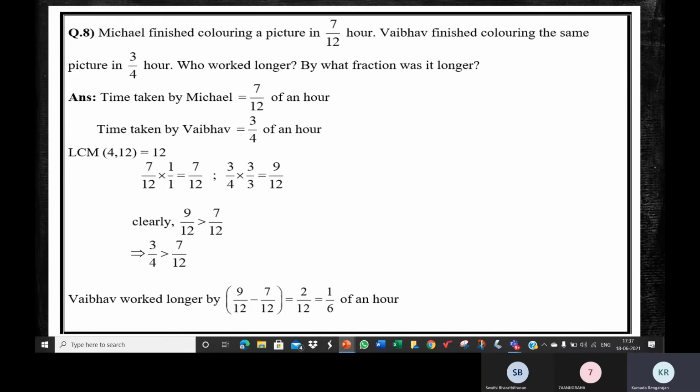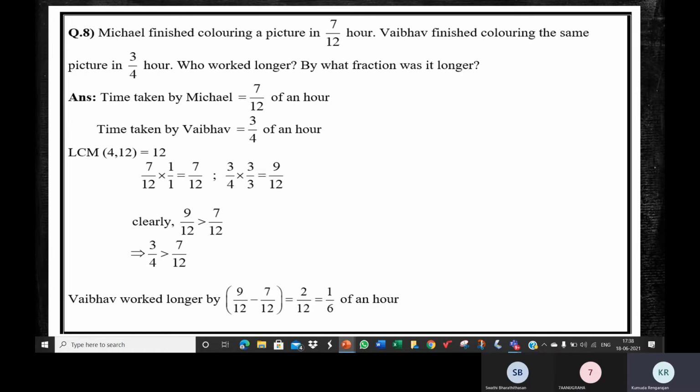But since it is 1 hour, we'll convert it to minutes. 1 by 6 into 60 minutes. Ma'am, 10 minutes. Yeah, why are we writing 60? Because 1 hour is 60 minutes. So 1 by 6 into 60. When you cancel 6 and 60, you get 6 ones are 6, 6 tens are 60. So 10 minutes. 1/6 of an hour is equal to 10 minutes. So Vaibhav takes 10 minutes longer.